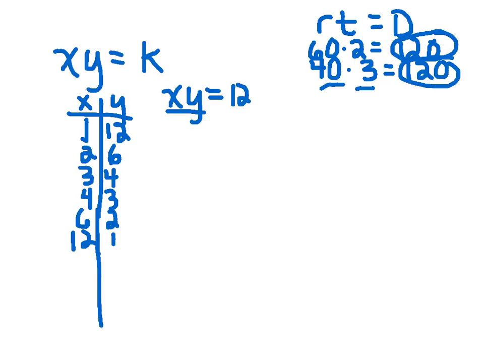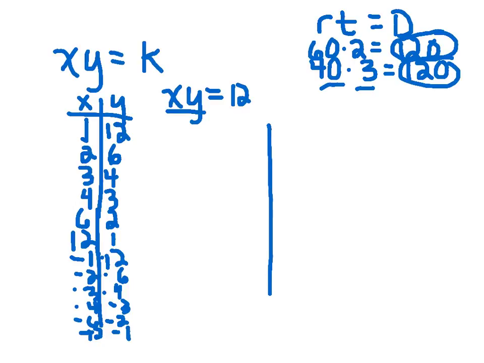We also have all of these numbers in negative. -1, -12, -2, -6, -3, -4, -4, -3, -6, -2, -12, -1. And those are just the integer solutions. There are things that are in between as well. So let's look at what a graph of this would look like.